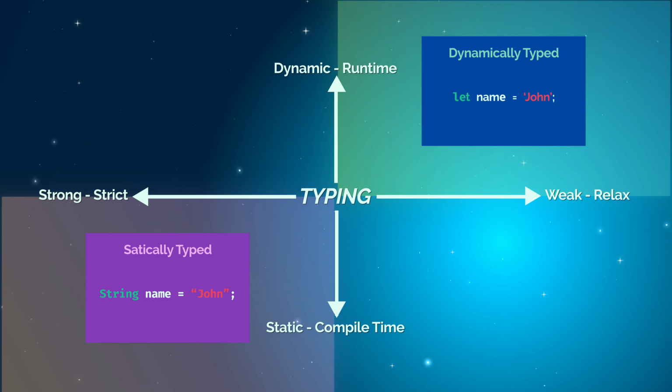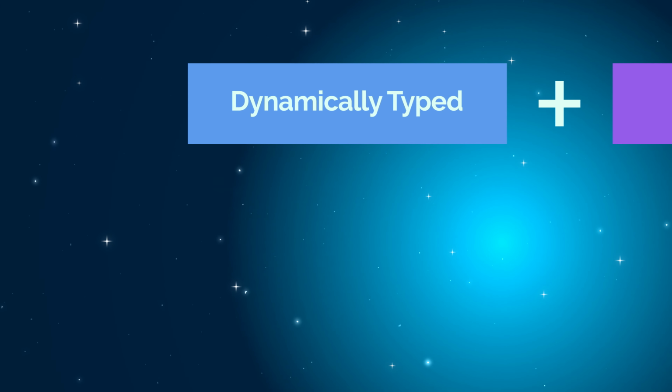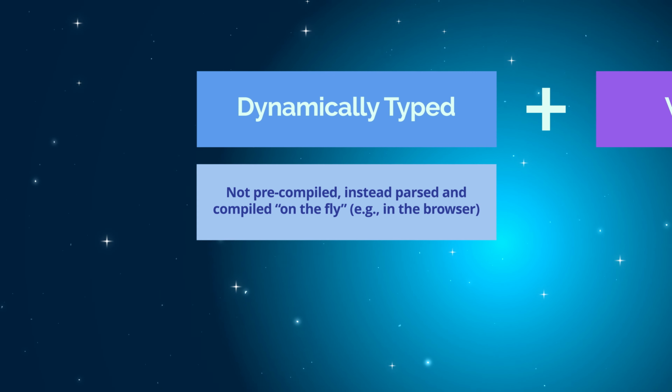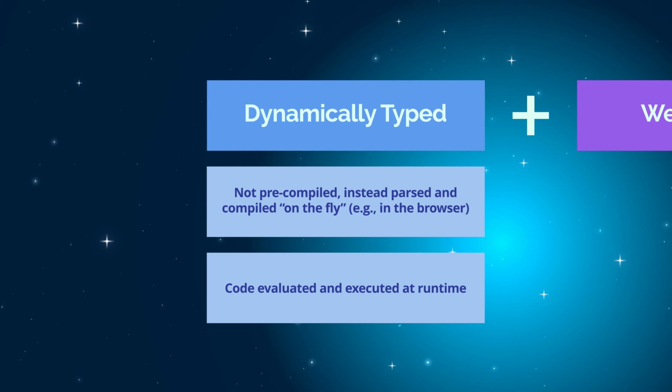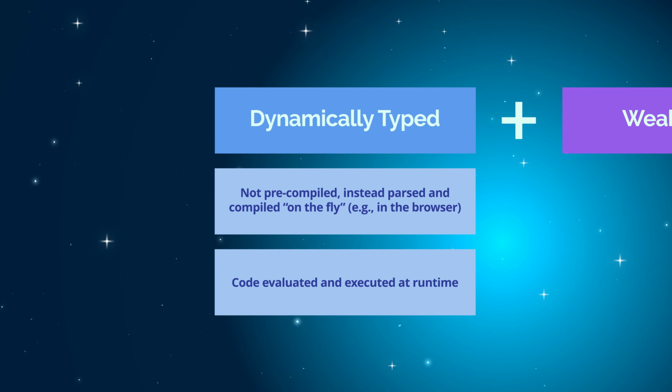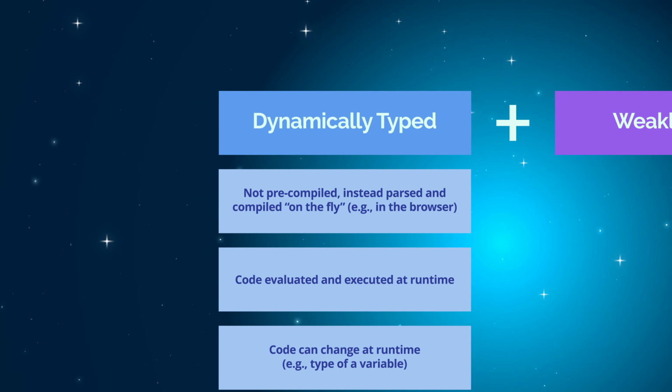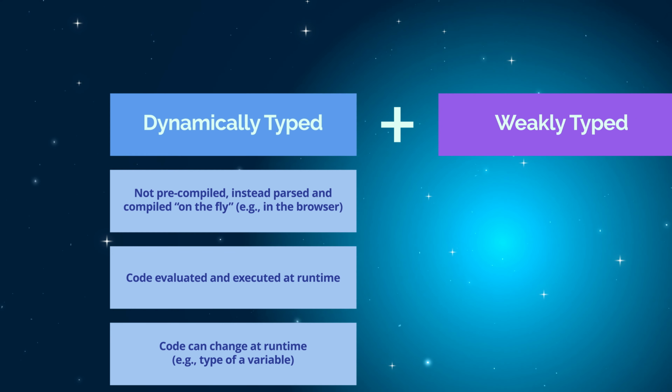JavaScript falls into the dynamic and weakly typed category. JavaScript's dynamic nature means that it's interpreted, not compiled. Code is evaluated at runtime, allowing variable data types to change during execution.